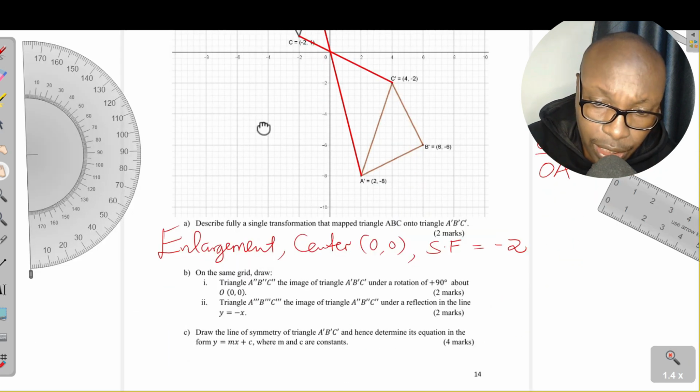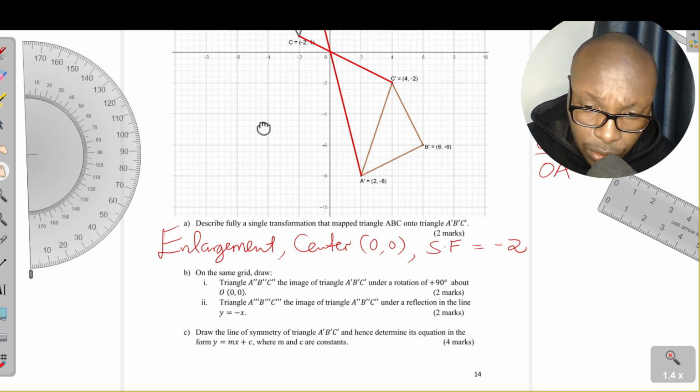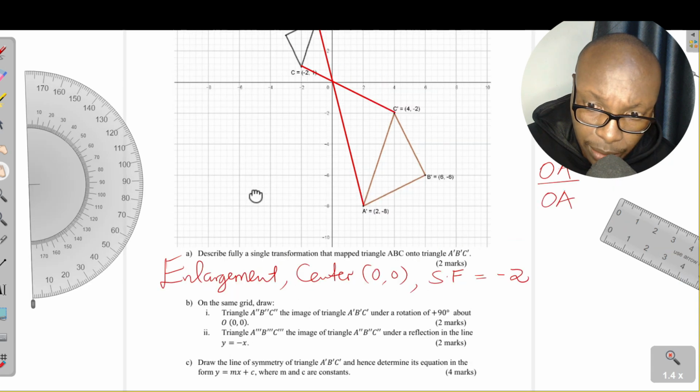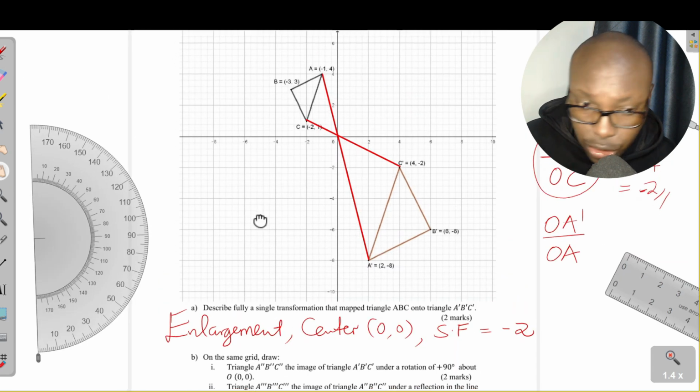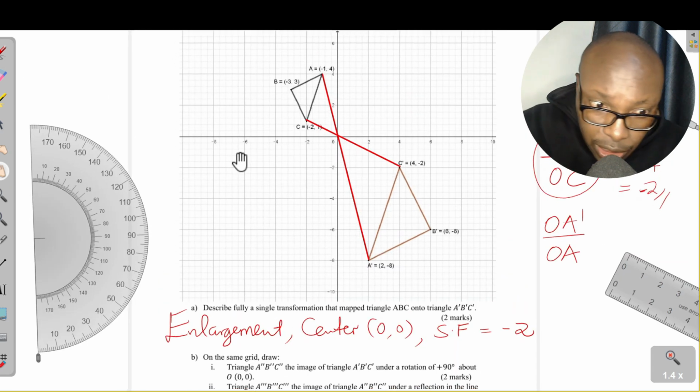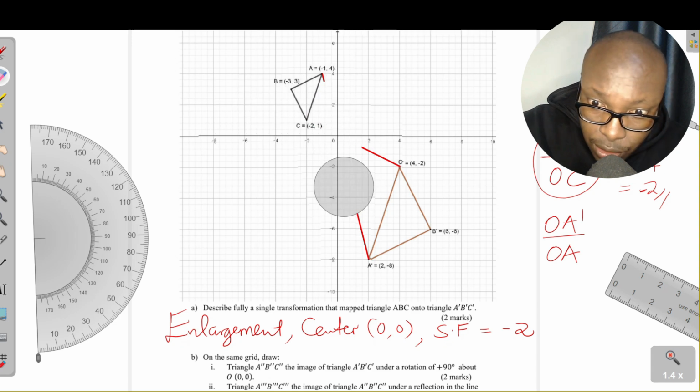On the same grid, draw one triangle A double prime, B double prime, C double prime, the image of triangle A prime, B prime, C prime under a rotation of +90 about the origin. So now we're supposed to get the image of A prime, B prime, C prime. So when you go to the diagram, I will first need to clear this, so that I can now rotate.